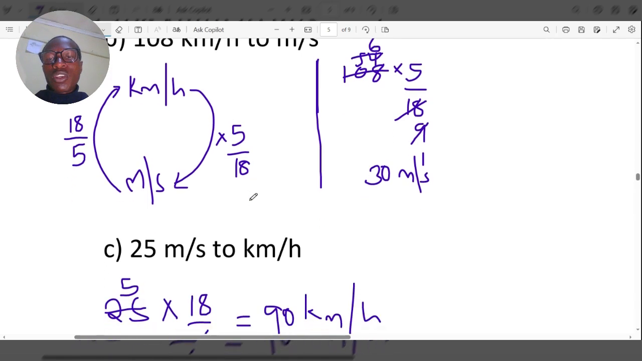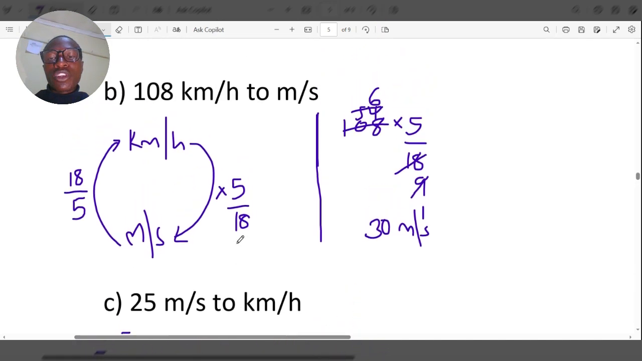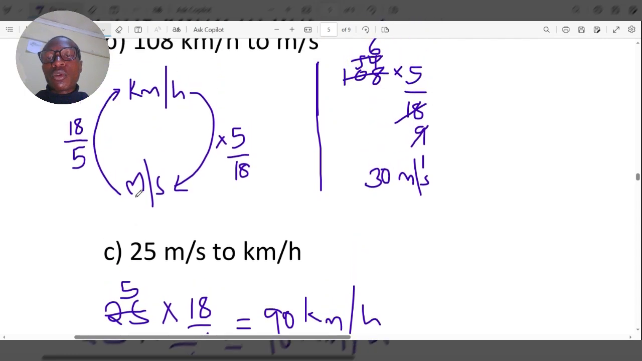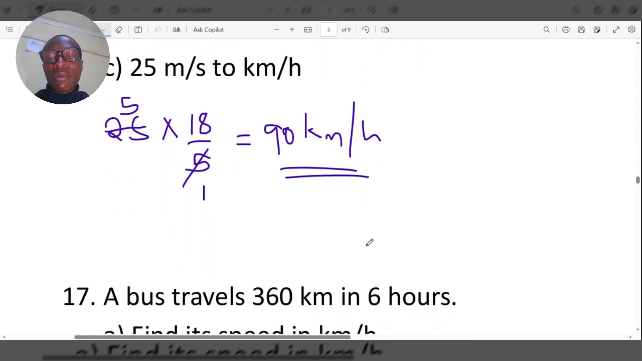Part C, we are supposed now to convert 25 meters per second to kilometers per hour. So this time round we multiply by the reciprocal. We are moving from meters per second to kilometers per hour. That's why we multiply here by 18/5, and simplifying, we get 90 kilometers per hour.